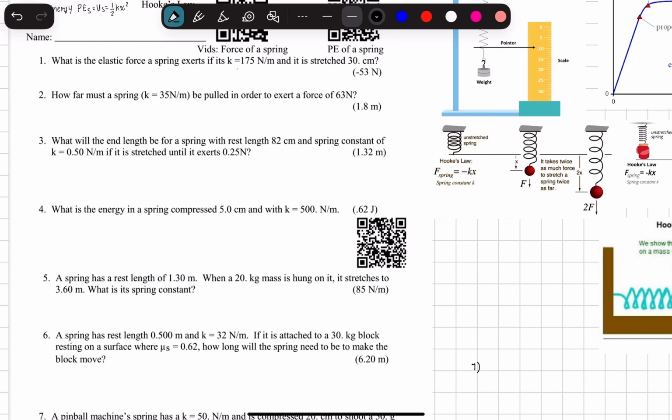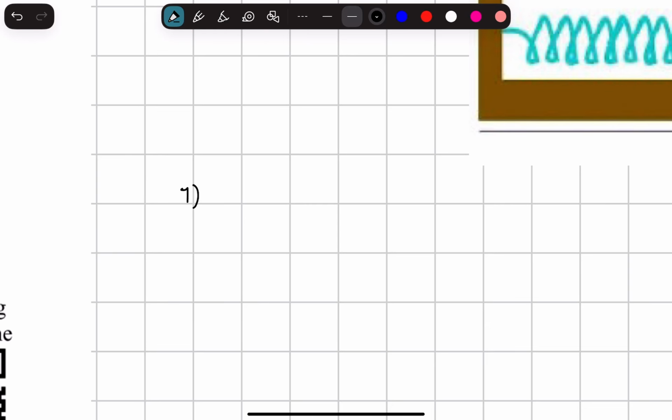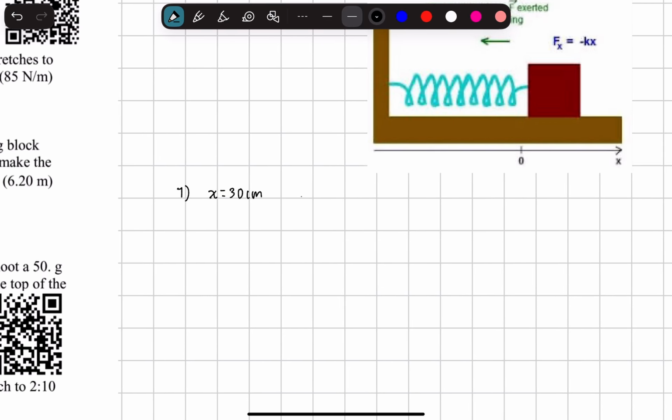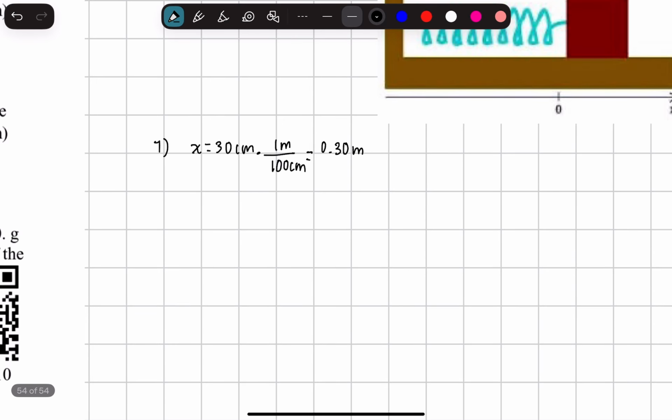We have that k is 175 newtons per meter, and it's stretched 30 centimeters. So x is equal to 30 centimeters, and we have to convert centimeters to meters. Every time you're working in physics, you always convert centimeters to meters because the SI unit for length is meters. You set up the ratio: 1 meter is equal to 100 centimeters, and you just multiply. You get 0.30 meters.